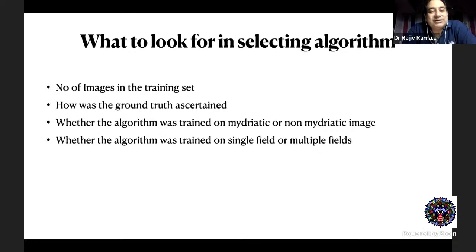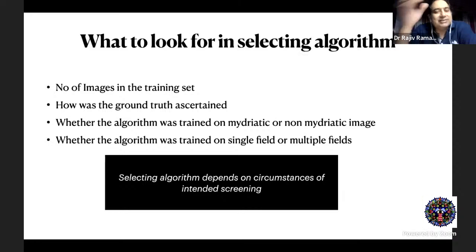They are using what is called Selena, which is an AI model developed by Seri Group, and the camera is a non-mydriatic camera, so that's a problem. Or whether the algorithm was trained on a single field versus multiple fields. So you need to look into that, and ultimately you need to select the algorithm depending on the circumstances of an intended screening. If you're planning to use multiple fields, a mydriatic or a non-mydriatic camera, based on all these things, you select an algorithm.